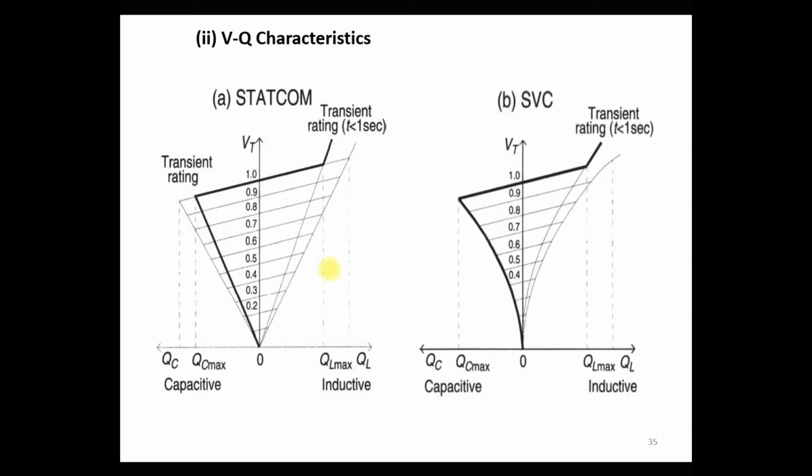As you can also see in the VQ characteristic, in the STATCOM, as the bus voltage reduces, the reactive power injection is also reduced in the same proportion. Clear? But here in the SVC you can see that as the bus voltage reduces, the reactive power decreases in a square proportion, in a quadratic fashion. Clear? It means that it reduces drastically in a short period of time. Clear? So this is the main difference between the STATCOM and SVC VQ characteristic.